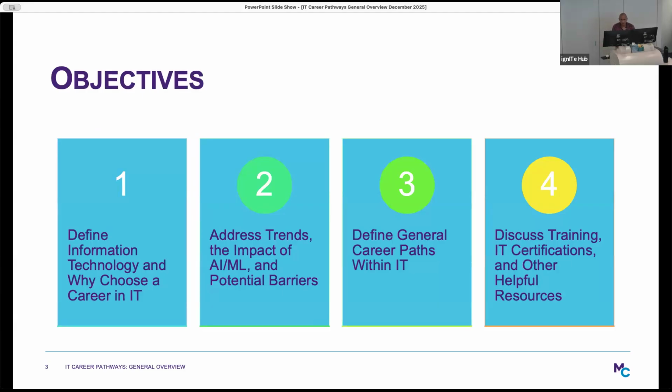Then, this is what's going to take the most time: we're going to define the general career paths within IT, and then we're going to discuss training, IT certifications, and other helpful resources. Today we're going to try to stay a little more general. The next two weeks, we are going to drill a little deeper into each one of these six areas, all right? If you have any questions or comments at any time, let me know.